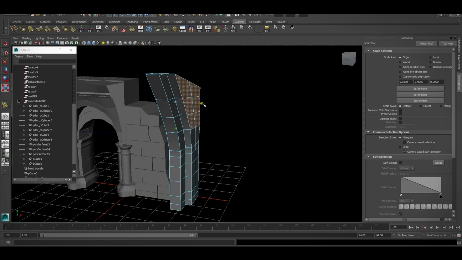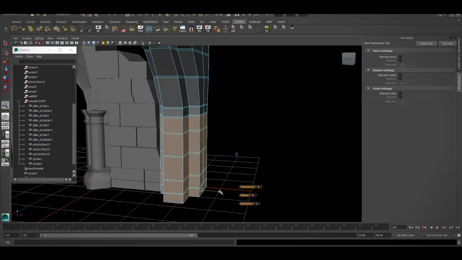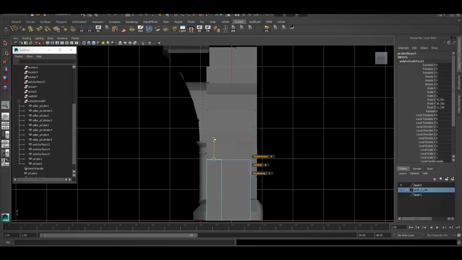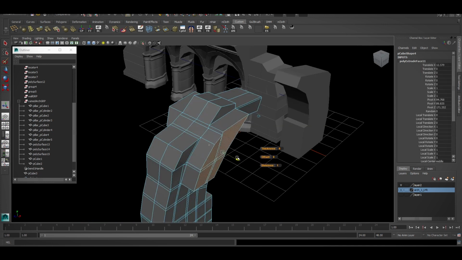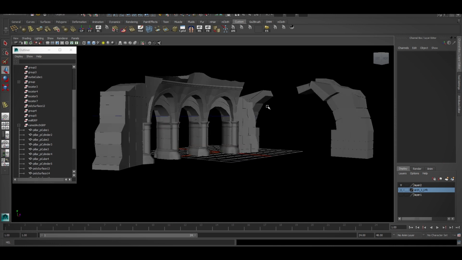This model went well. There was a bit of back and forth trying to capture the presence and structure with the limited reference I could find, but in the end, as I persevered, it began to take shape. It's only a basic shape at this point before we go and detail it in ZBrush.